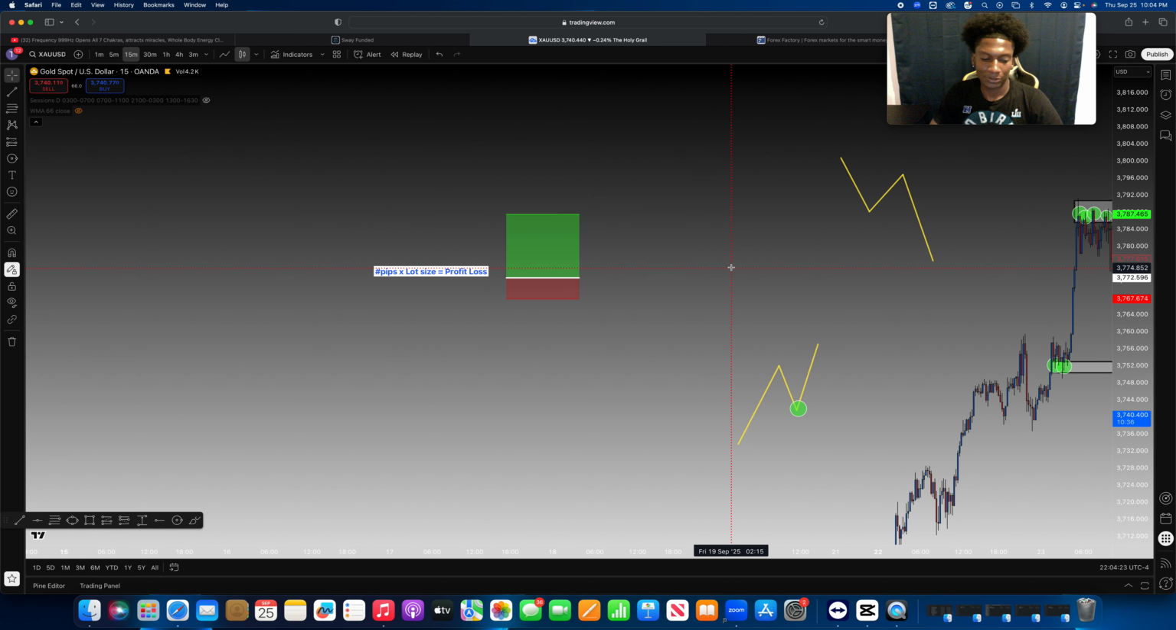But definitely test it out. You should have a demo account already set up. Depending on the size of your demo account, that should determine how high your lot size goes, of course.